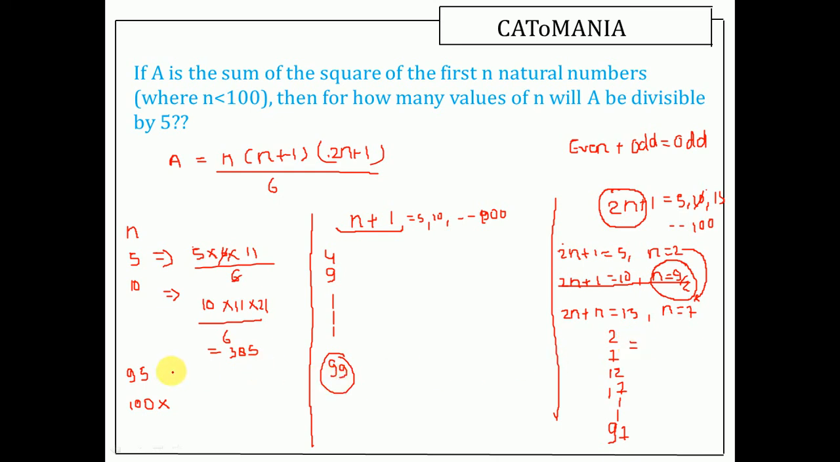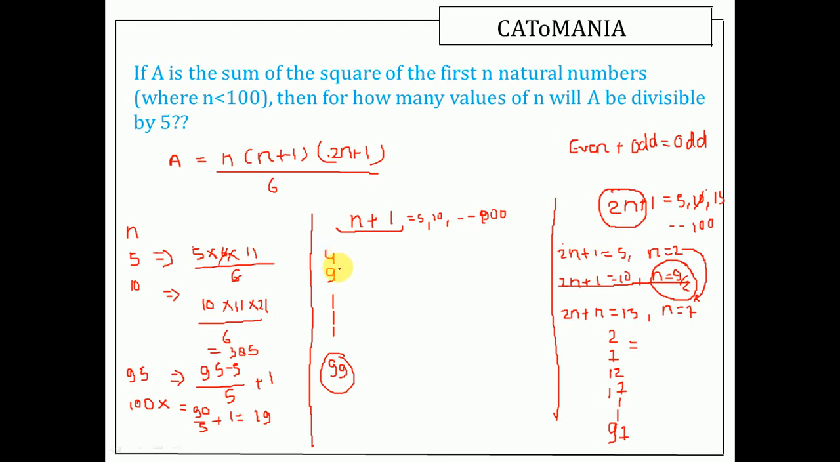Okay, let's now find the number of n. This is an AP with a common difference 5, and what is the number of terms in an AP? It is the last term 95 minus 5, divided by 5, where 5 is the common difference, plus 1. That equals 90 by 5 plus 1, and it is 19.